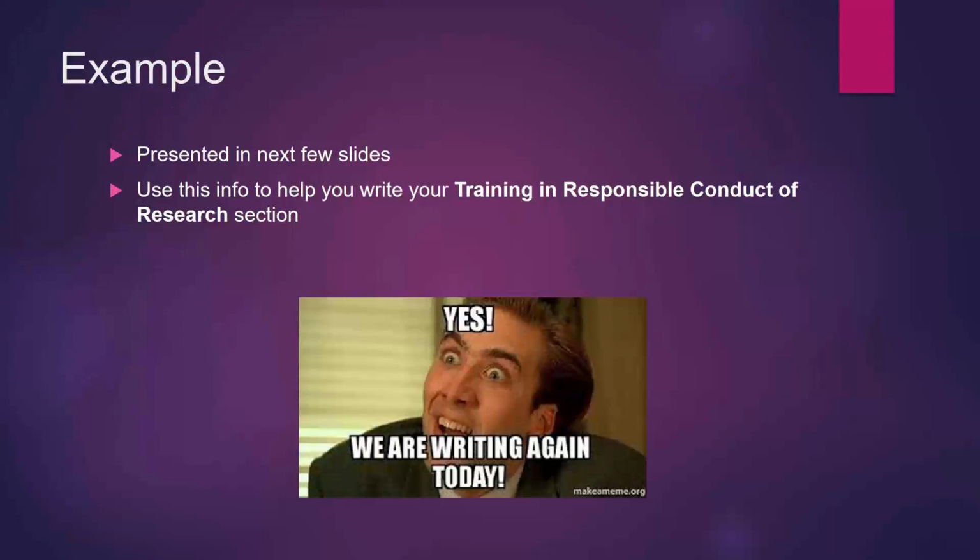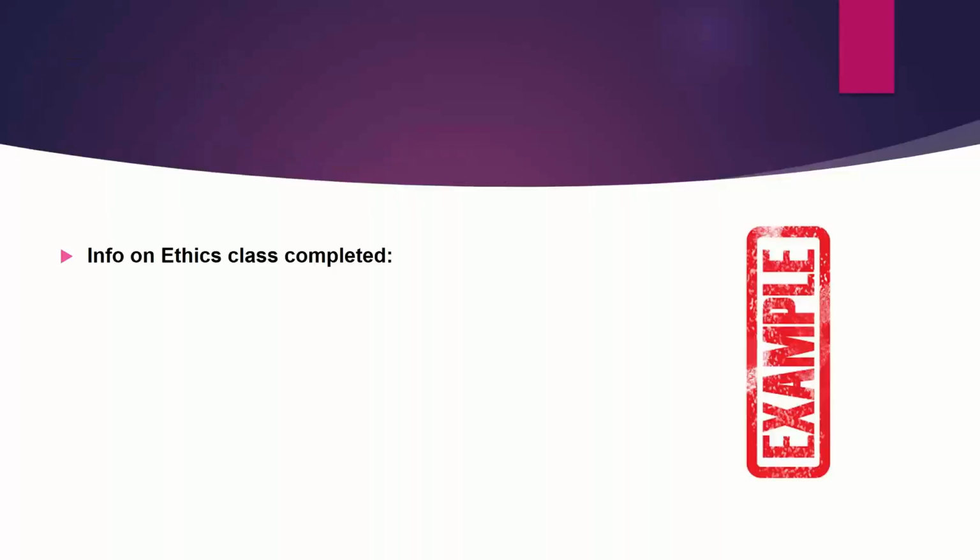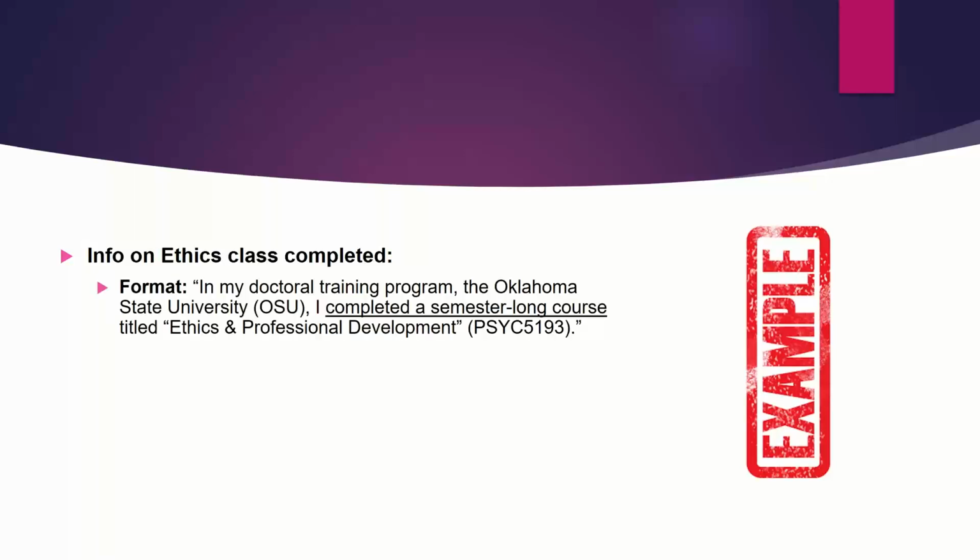So we're going to go through an example and use this info to help you write your training in responsible conduct of research section. Let's say I took an ethics class. I'm going to document the info on the ethics class completed. In my doctoral training program at Oklahoma State University, I completed a semester-long course entitled Ethics and Professional Development. Then I list the course number.